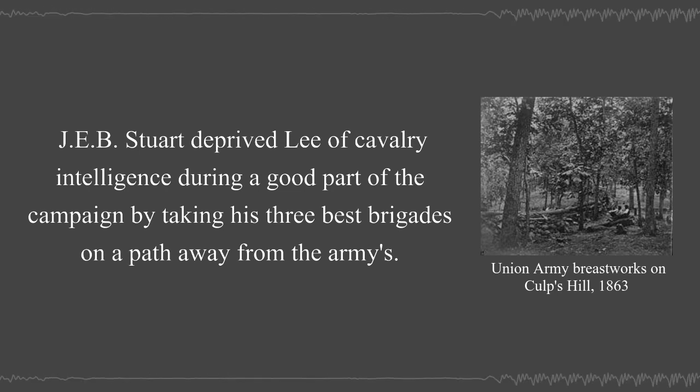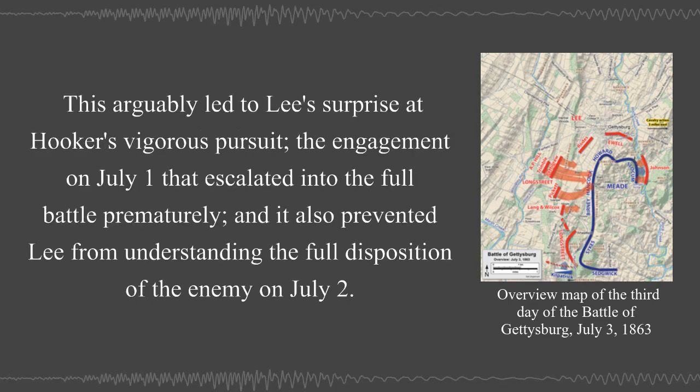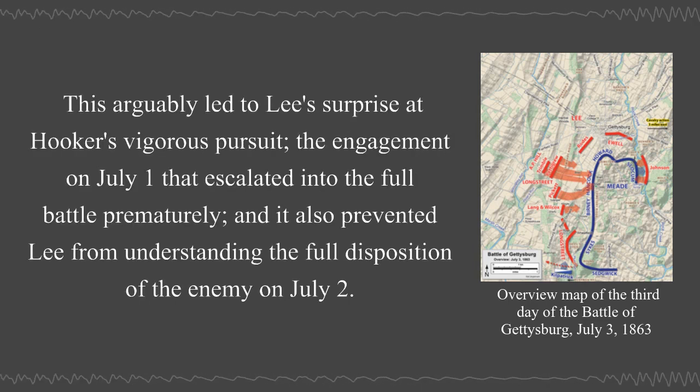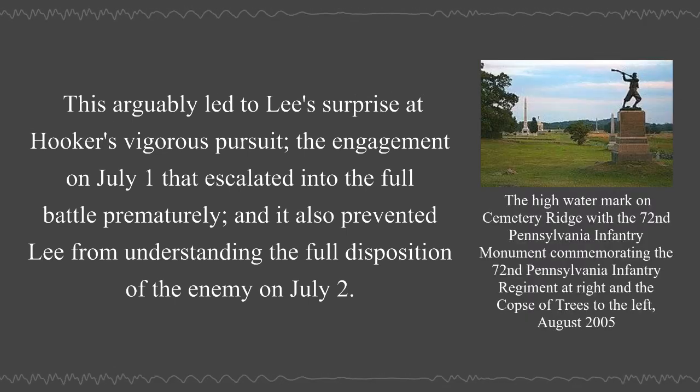J.E.B. Stuart deprived Lee of cavalry intelligence during a good part of the campaign by taking his three best brigades on a path away from the armies. This arguably led to Lee's surprise at Hooker's vigorous pursuit. The engagement on July 1 escalated into the full battle prematurely, and it also prevented Lee from understanding the full disposition of the enemy on July 2.